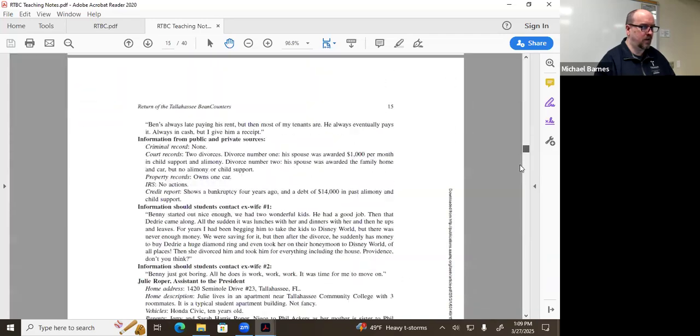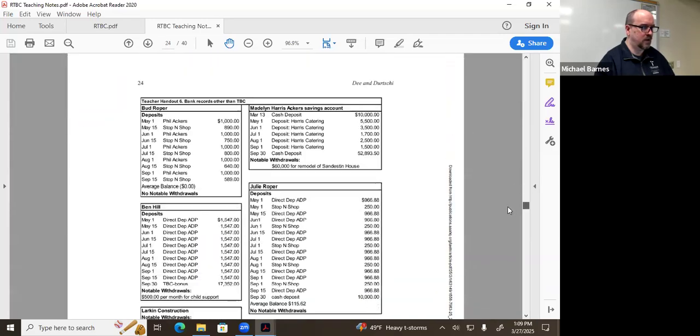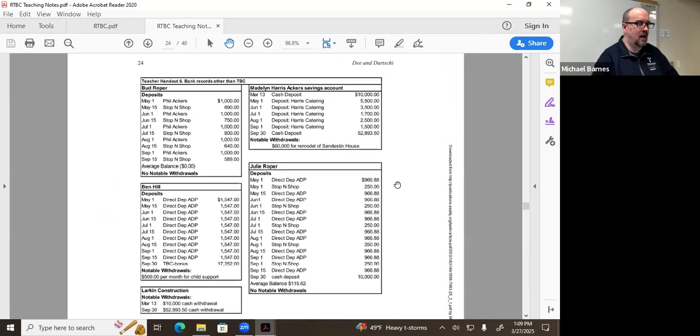I'll move quickly forward to page 24 here. All right. So Madeline Harris, she actually has her own business called Harris Catering, which she does pretty well at. But interestingly, on March 13th, she had a cash deposit of $10,000. On September 30th, she had a cash deposit of $52,893.50. They're really weird because those fall outside of the transaction cycle for Harris Catering. So cash deposits of those amounts.